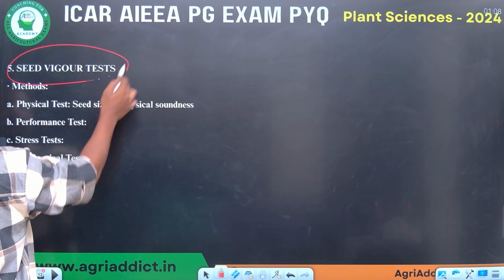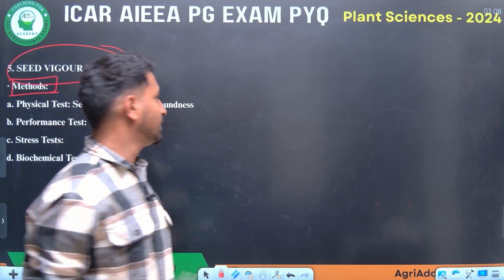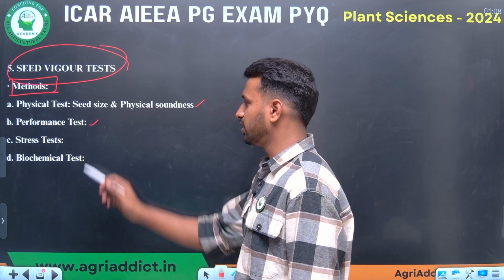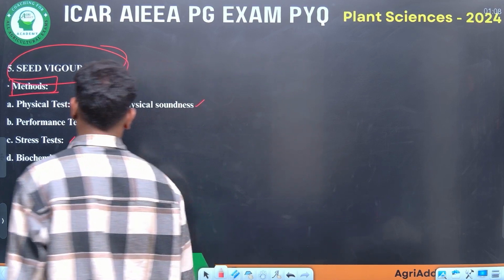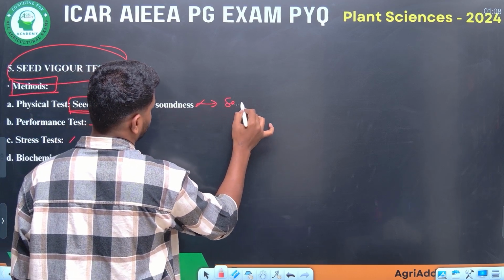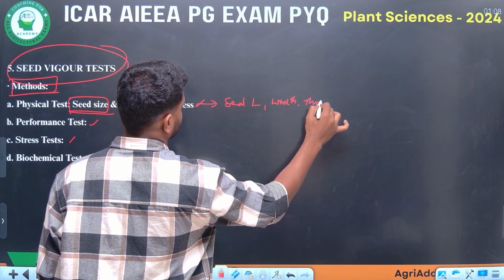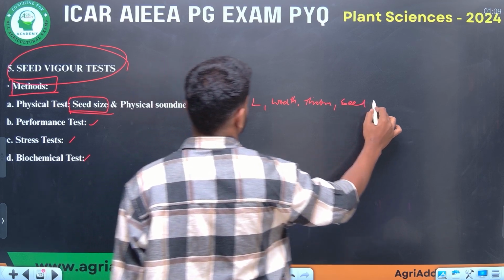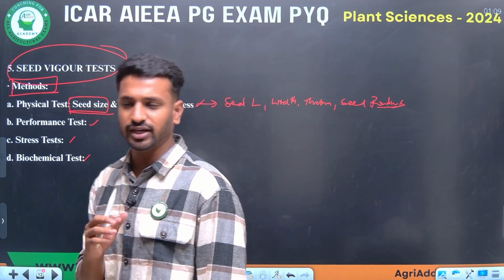Next, vigor test. I told you the vigor test. Again, this vigor test can be broadly classified into 4 types. One is physical test, second is performance test, third is stress test, and fourth is biochemical test. In the physical test, we are just trying to measure the seed size, for example, seed length, seed width, seed thickness, and seed roundness, shape. Based on all these characters, we categorize whether they are vigorous or not.